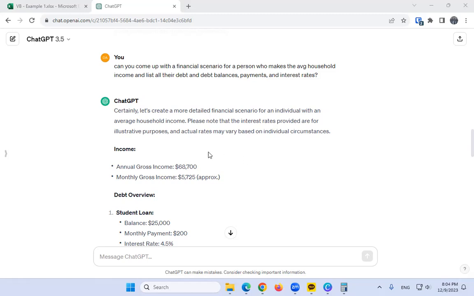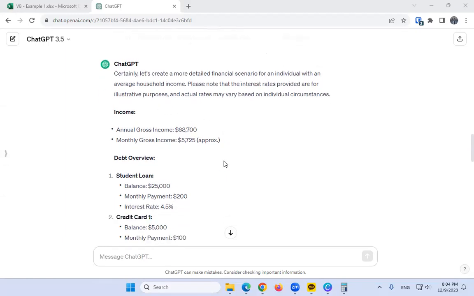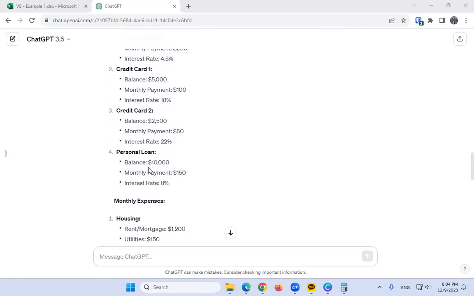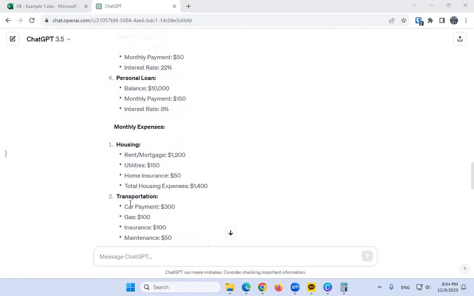So what I did is I asked ChatGPT to come up with a scenario of a person who makes the average household income, and list all their debts and debt balances, payments, and interest rate. ChatGPT came up with this scenario, which we'll use to do velocity banking. You can see there's a student loan here, a credit card here, another credit card, and a personal loan, and all these housing expenses.